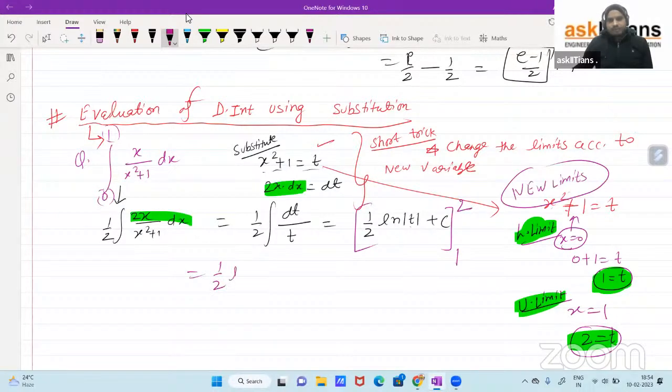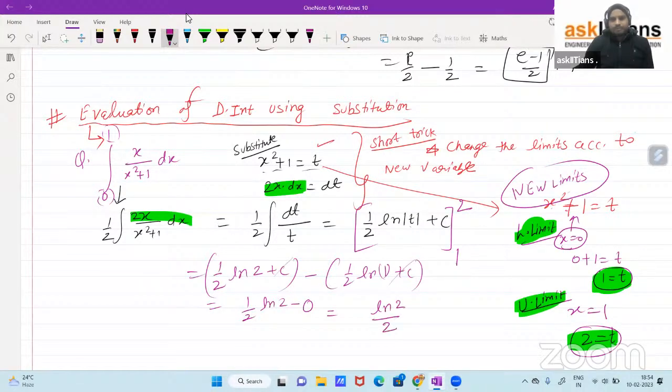So this will be equal to half of ln 2 plus c, this is the upper limit, minus the lower limit, half of ln 1 plus c. Now c cancelled, ln 1 is 0, and 0 divided by 2 will be 0 only. So basically you are getting ln 2 divided by 2. Note it fast. So this we have calculated using the short trick.